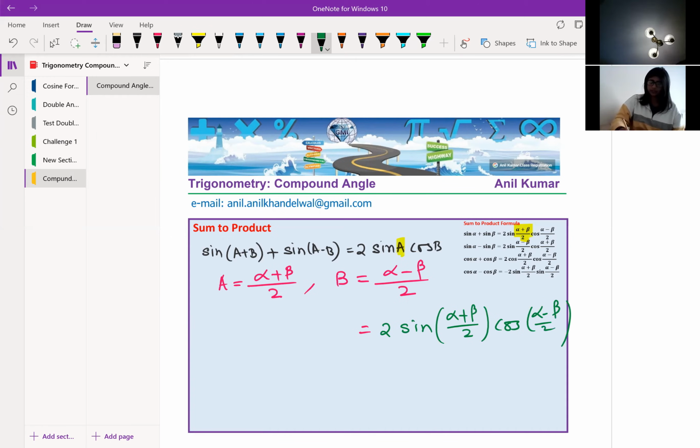What is happening to the left hand side? What is A plus B equal to? Let's try it. A plus B is alpha plus beta by 2 plus alpha minus beta by 2, which is basically 2 alpha by 2, which is alpha. Similarly, A minus B is beta. So this left side is sine of alpha plus sine of beta. Do you get the idea?